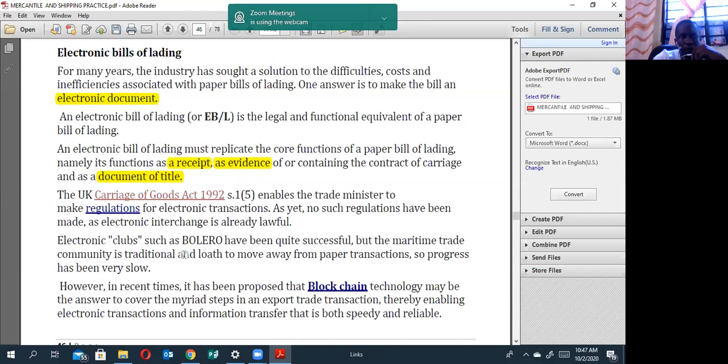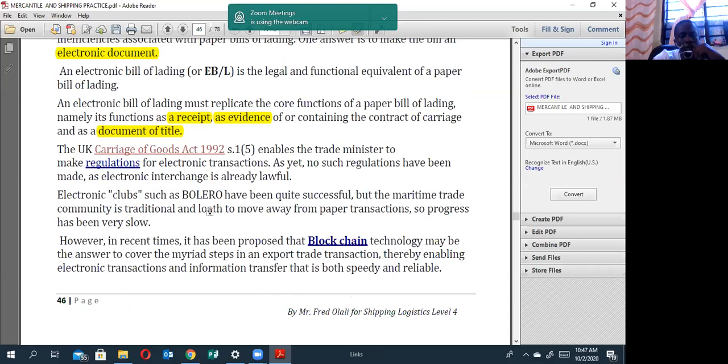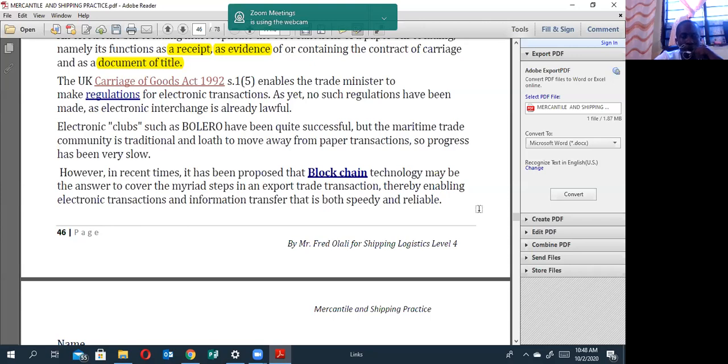That is far back, when even technology was not all that advanced. So electronic clubs such as Bolero have been quite successful, but the maritime trade community is traditional and loath to move away from paper transactions. So progress has been very slow. So the maritime community is too traditional, but the situation has proven that technology is needed, and they are moving towards that, though not at the pace which is required. So in recent times, it has been proposed that blockchain technology may be the answer to cover the myriad steps in the export trade transaction, and thereby enable electronic transactions and information transfer that is both speedy and reliable.